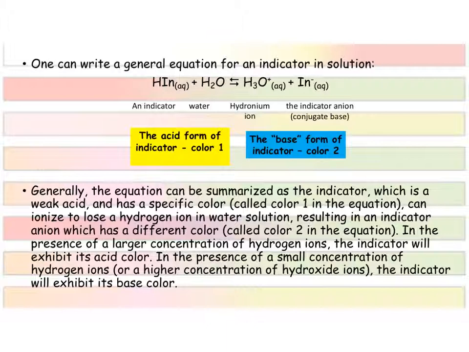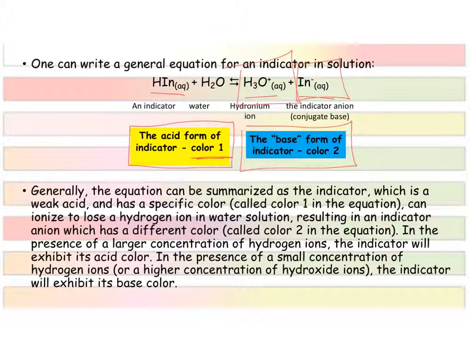So we can write a generic equation for an indicator in solution. HIN is the simplistic form of the indicator. And when we put it in water, we're going to get the acidic form of the indicator, which is the first color. And then it is going to, of course, dissociate some. And when the hydronium ion comes off of the HIN, we get the IN minus, which is basically the conjugate base of the indicator. And that gives us our base form of the indicator, or our second color.